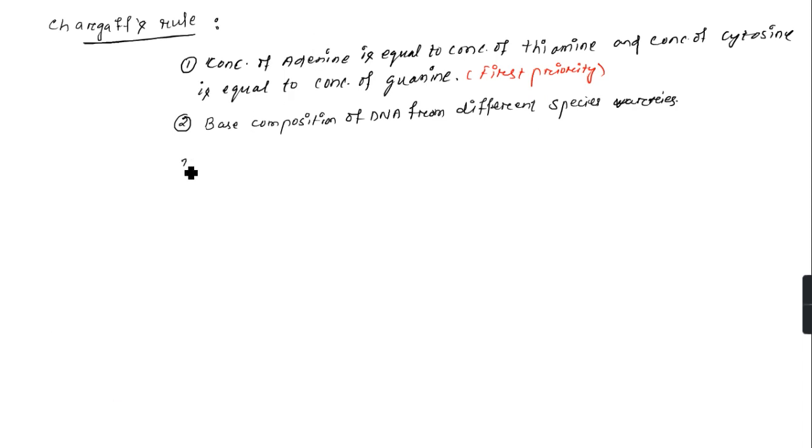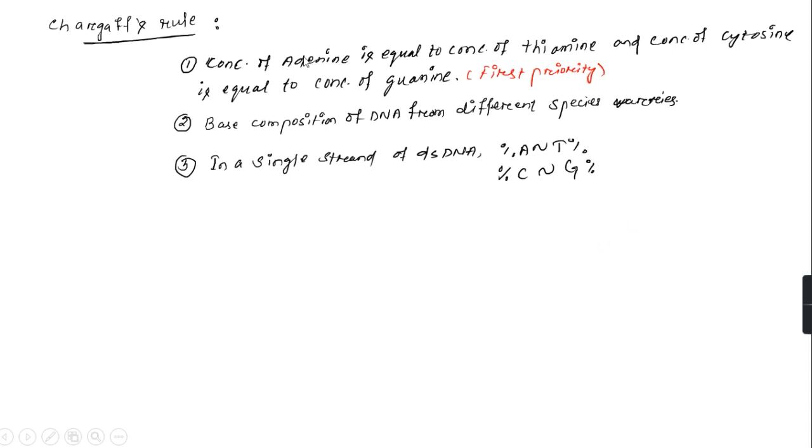The third point, the second priority of the rule, is that in a single strand of double-stranded DNA, the percentage of A is nearly equal to the percentage of T, and the percentage of C is nearly equal to the percentage of G. This is the second priority of this rule.